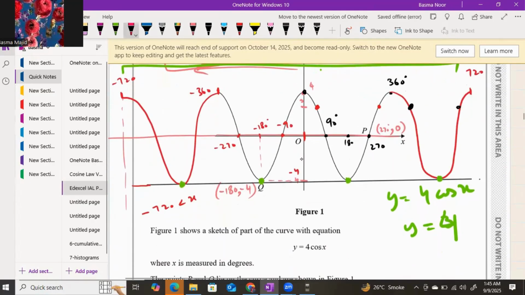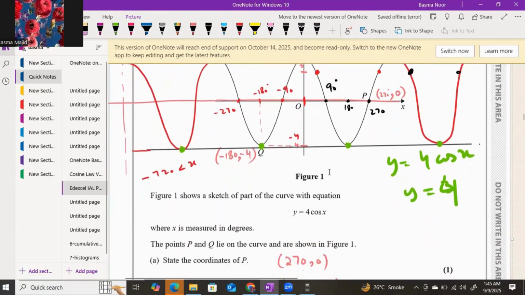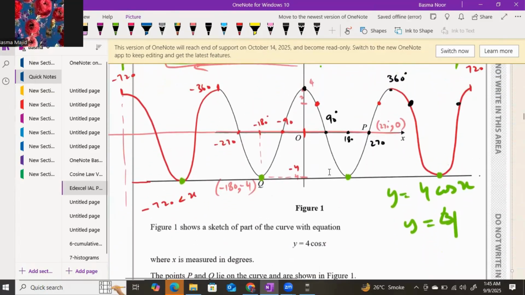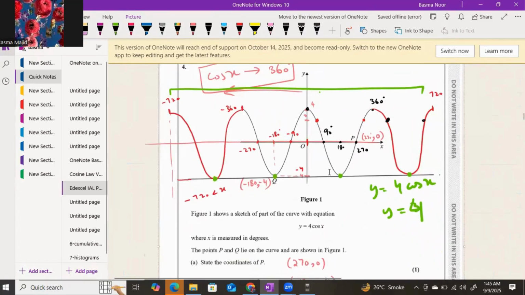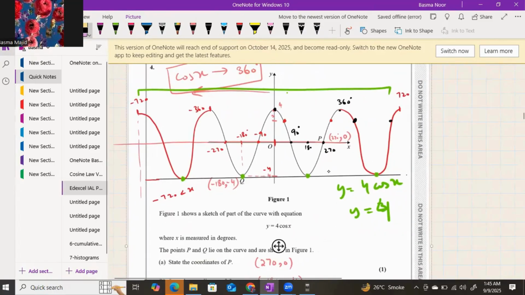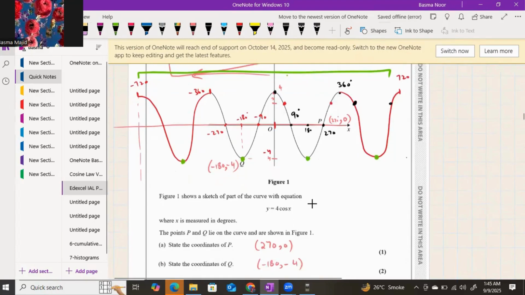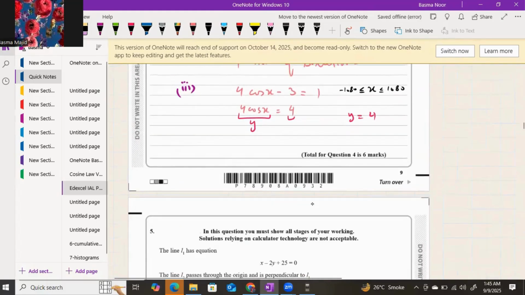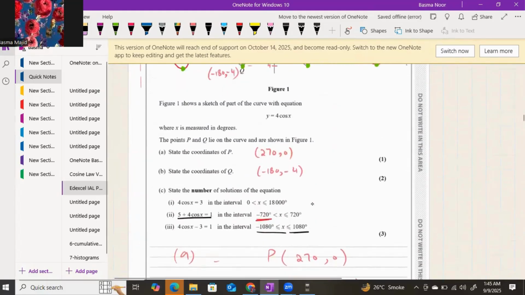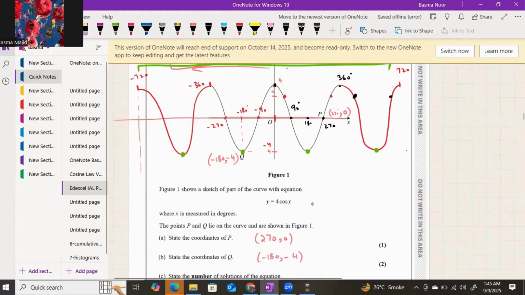I'm just going to make it a bit small and erase the extra things we did for part 2 and 3. We don't need this line. Now I'm going to draw the line y equals 4. So y equals 4 is going to be here.